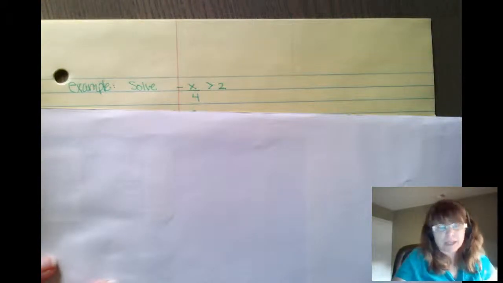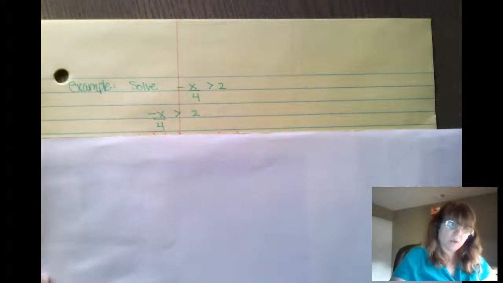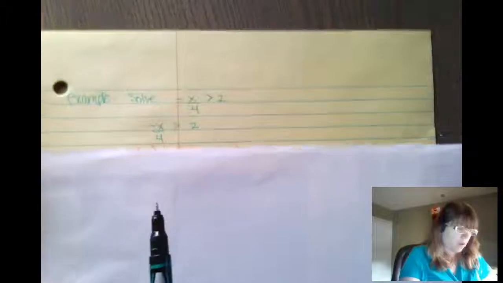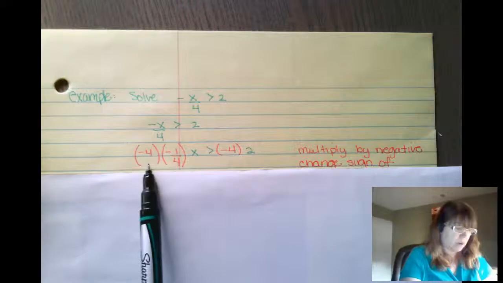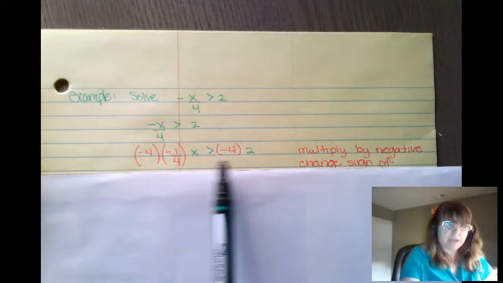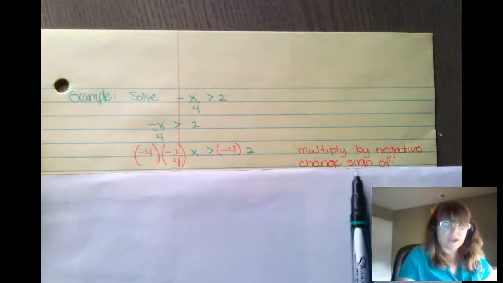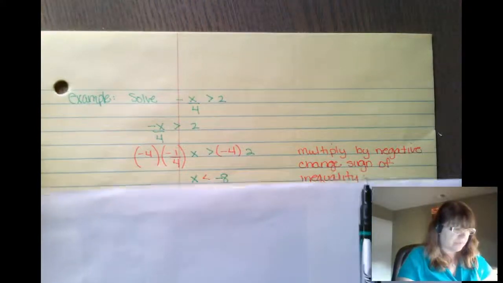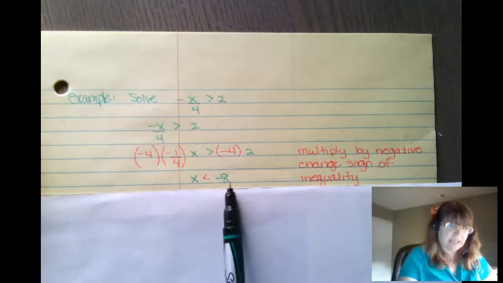Let's try another problem. Negative 8x over 4 is greater than 2. And when you think about this, what's really happening to the x? It's negative 1/4. So if I multiply by its reciprocal, it's a negative 4. What I do to one side, I must do to the other side. But I'm multiplying by a negative number, so I am forced to change the direction of the inequality sign.